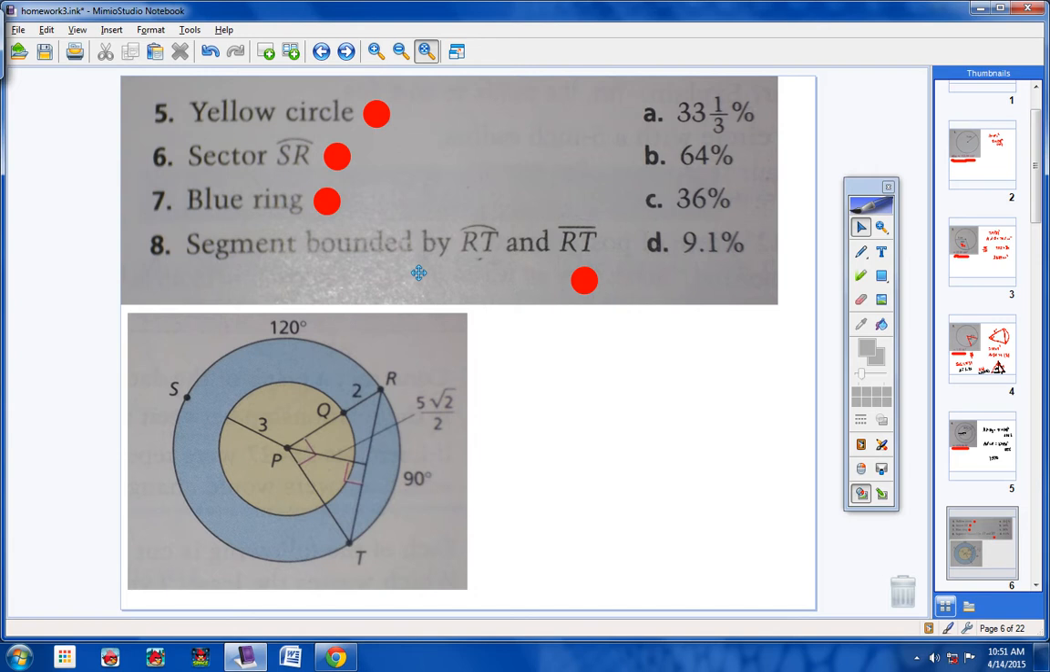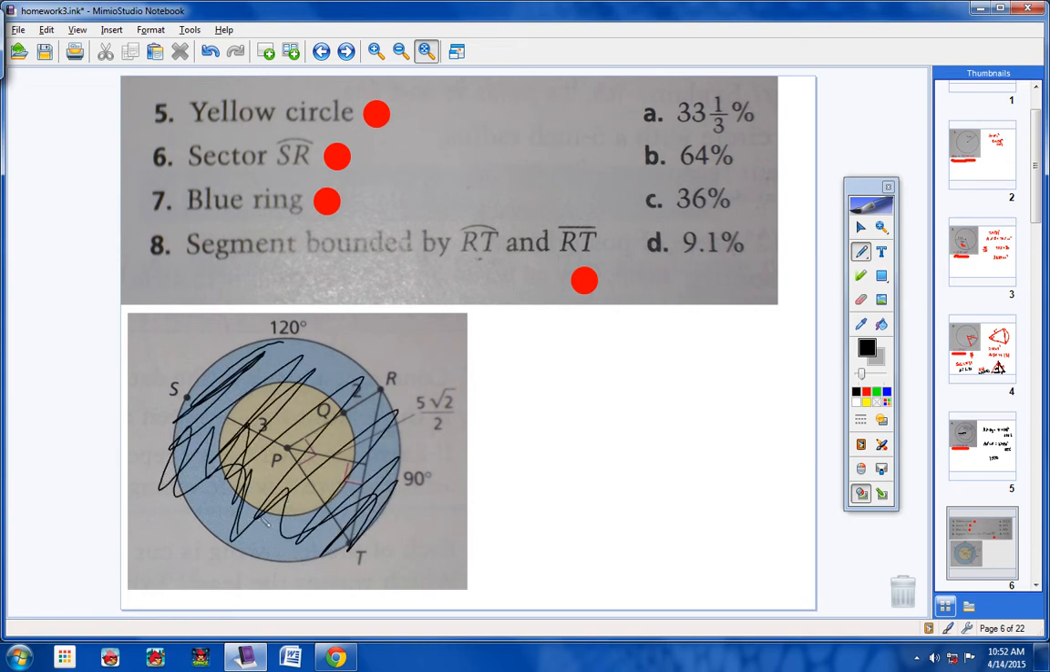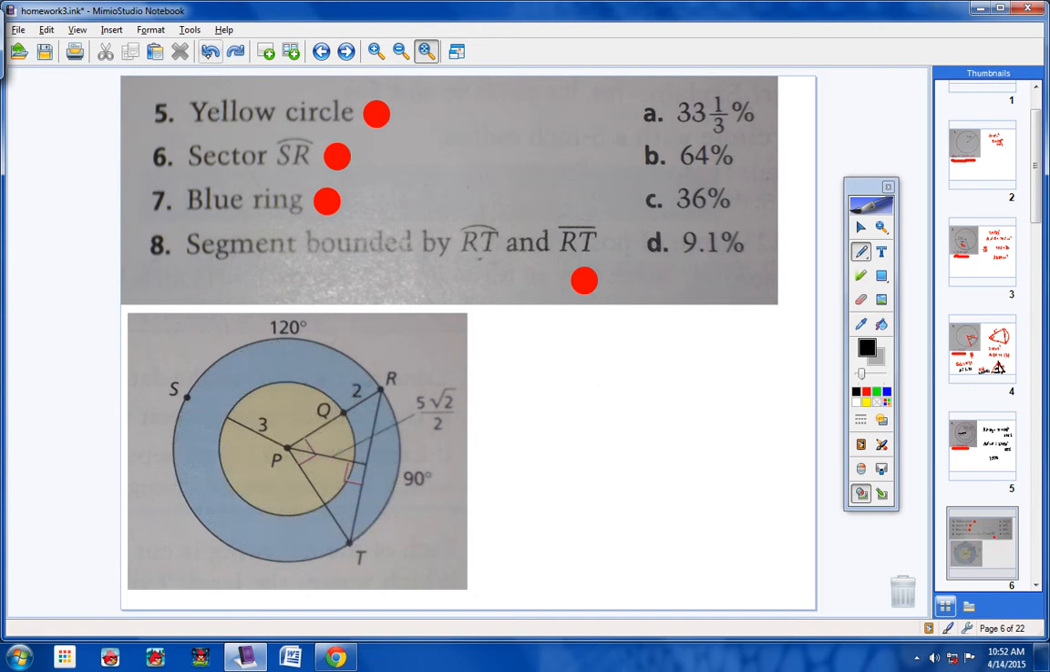Now, 5 through 8. If you read the directions carefully, they want us to find the percentage of each shaded area. Well, this is going to be pretty easy. First of all, they want to know what percentage the yellow circle is of the entire circle. Okay, no problem, guys. Look, find the area of the entire big circle. In fact, you need to find that right away, don't you? Come on, think about it. The entire big circle is 100%. So let's find the area of the entire big circle right off the bat. We're going to use that a lot, okay? So the area of the big circle is, what's the radius?